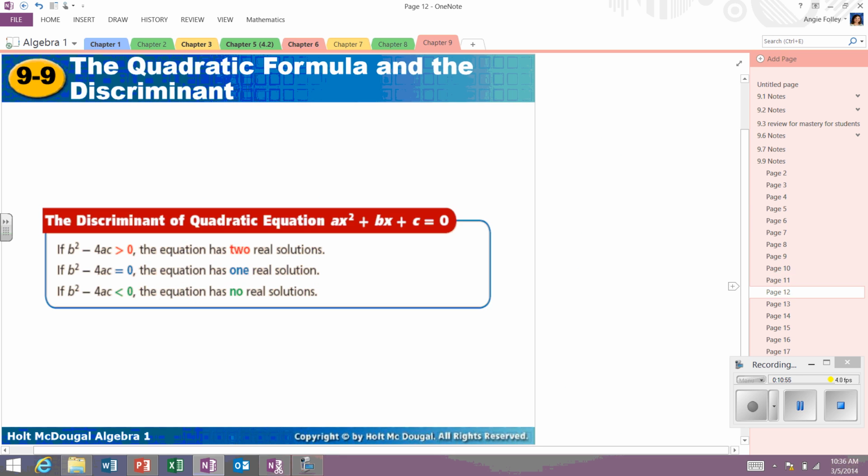So let's look at an example. This lays it out again. If the discriminant is positive, it has two solutions. If it's 0, it has one. And if it's less than 0, meaning negative, you have no solutions.